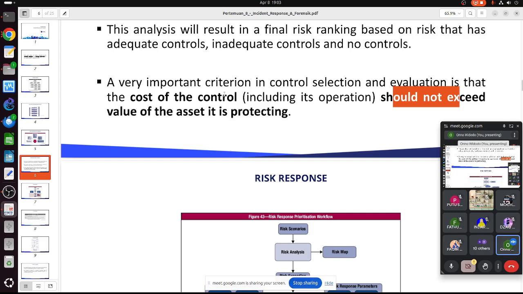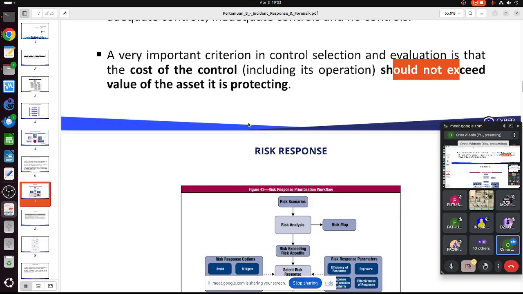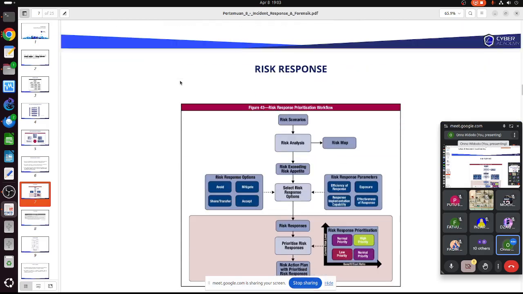So the cost of controlling the operation to secure the data can be very, very high.